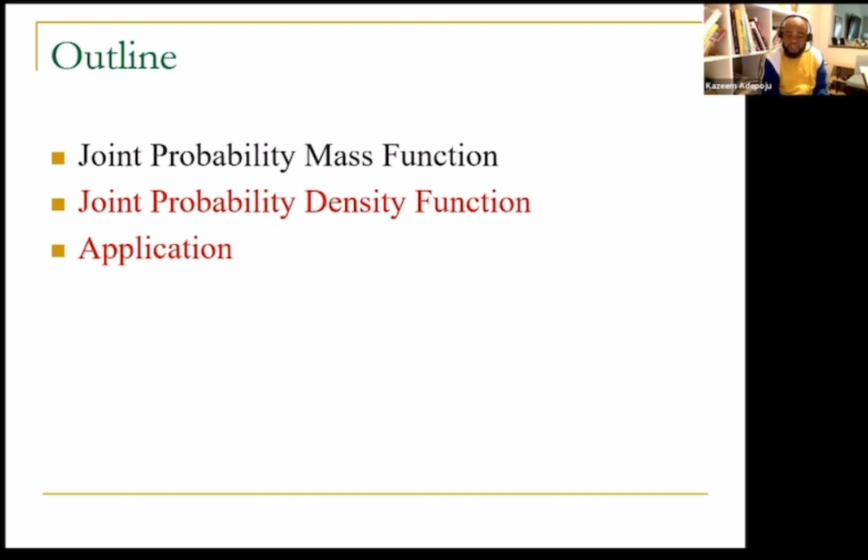But in a situation where we're looking at more than one measurement, and these measurements are continuous in nature, we can have a probability distribution that connects them together, and that will be called joint probability density function. And for us, I'm actually going to walk you through the application as well.